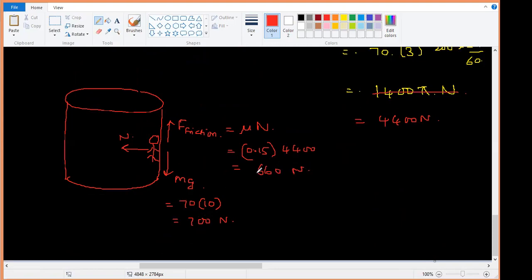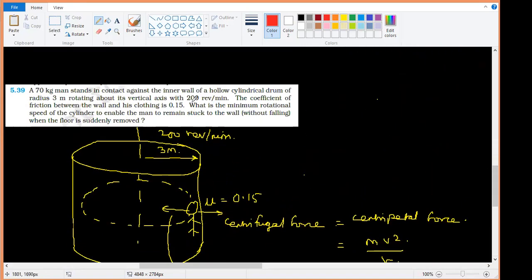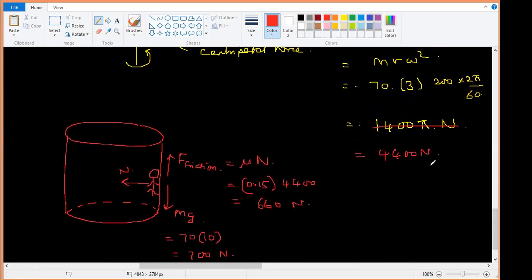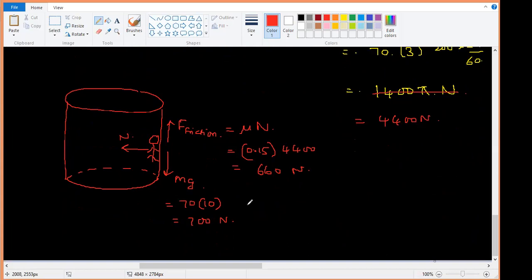this force is more and this force is less, which means if you remove the floor here, what will happen? He will fall down, which means this 200 RPM is not sufficient. So they're asking you to find the minimum rotational speed. So do the same thing. Only thing now we don't know this value. You're comparing this and this. So in this case, he will fall down if the flooring is removed.